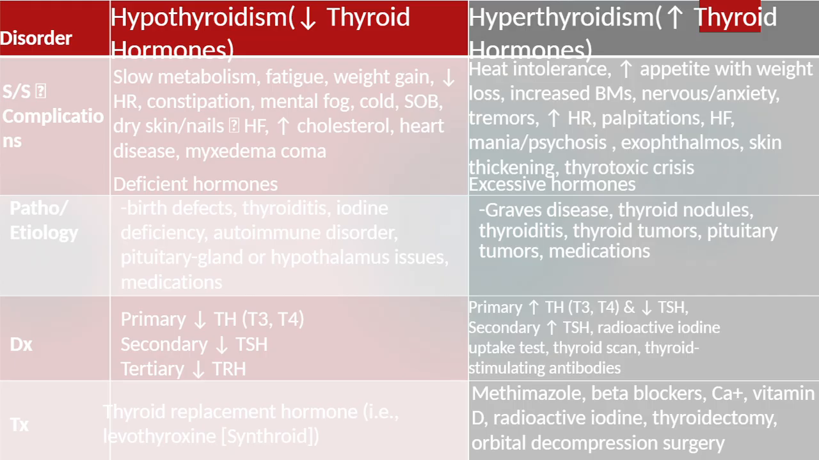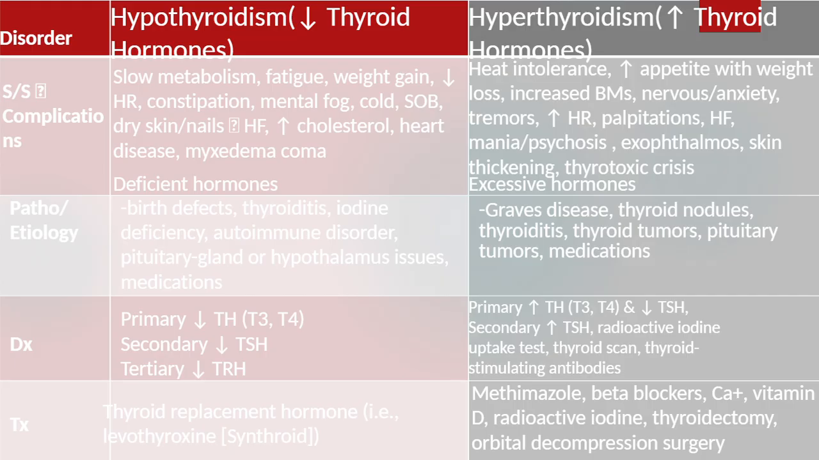In primary hypothyroidism, the thyroid gland itself is failing, even though the pituitary is sending plenty of thyroid-stimulating hormone. Because the gland isn't responding, the pituitary keeps releasing more thyroid-stimulating hormone, so those levels become elevated. In secondary hypothyroidism, the pituitary is the issue. It isn't sending enough thyroid-stimulating hormone to stimulate the thyroid.